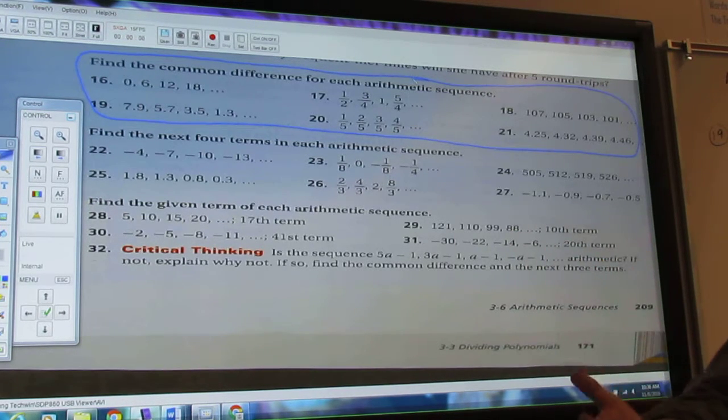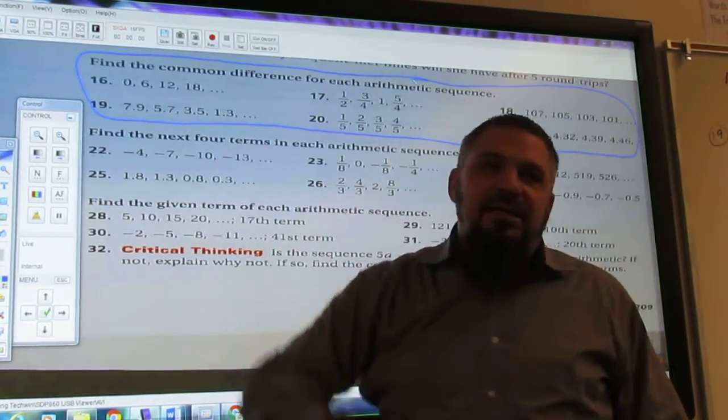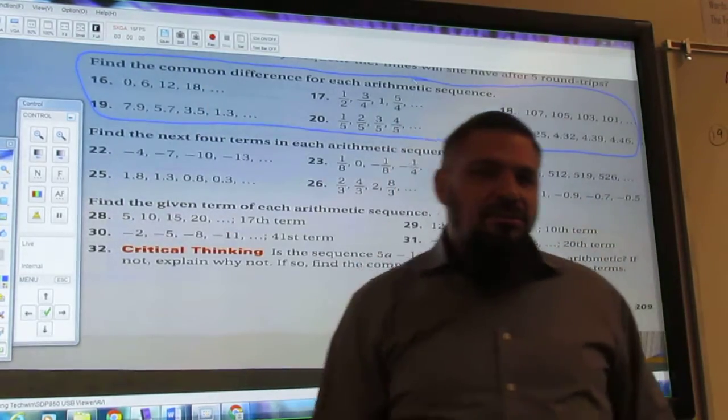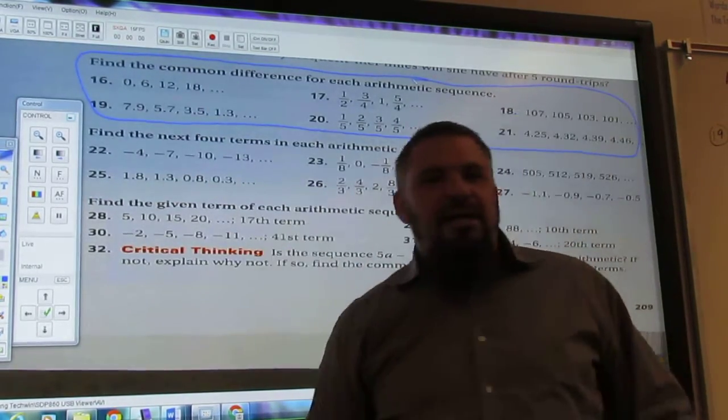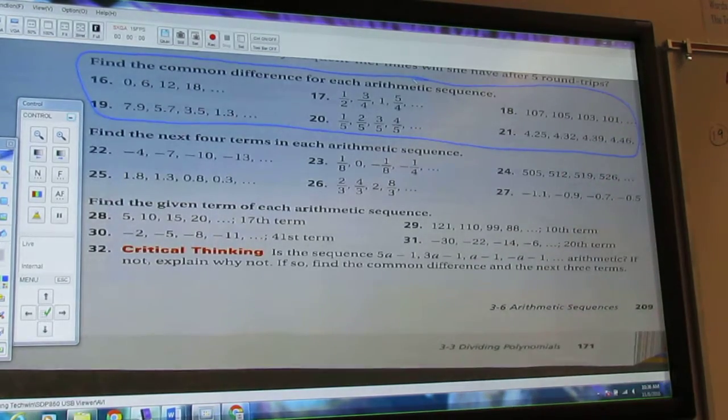It's easy, right? So, what do I add to 0 to get 6? 6. What do I add to 6 to get 12? 6. What do I add to 12 to get 18? Sorry, 6, right? I said 16. My bad. So, we're just adding 6.